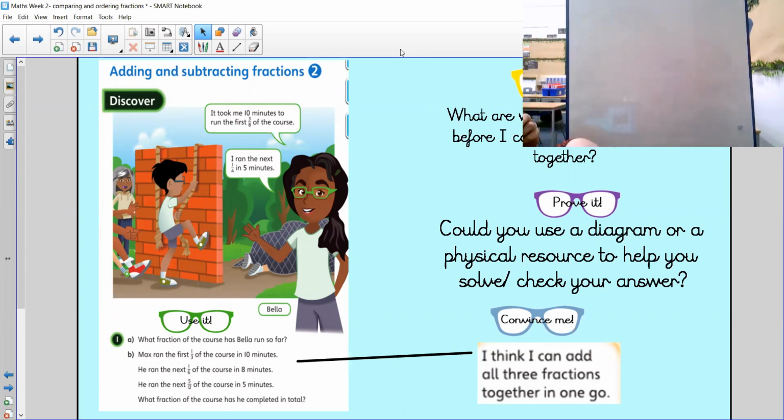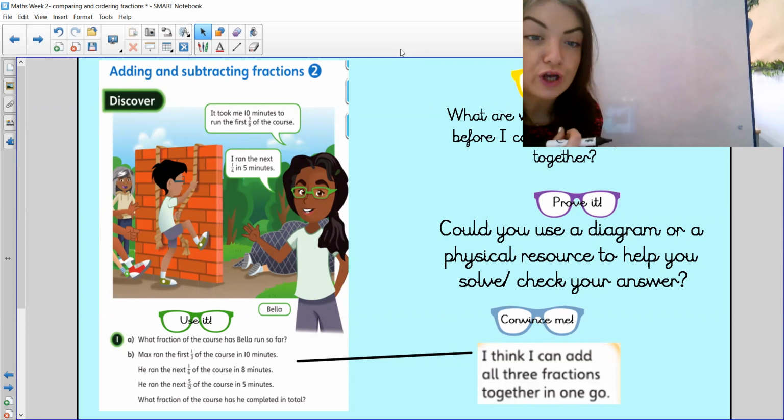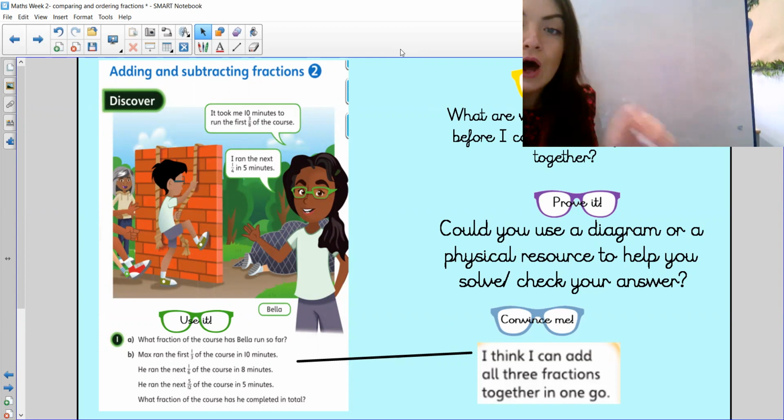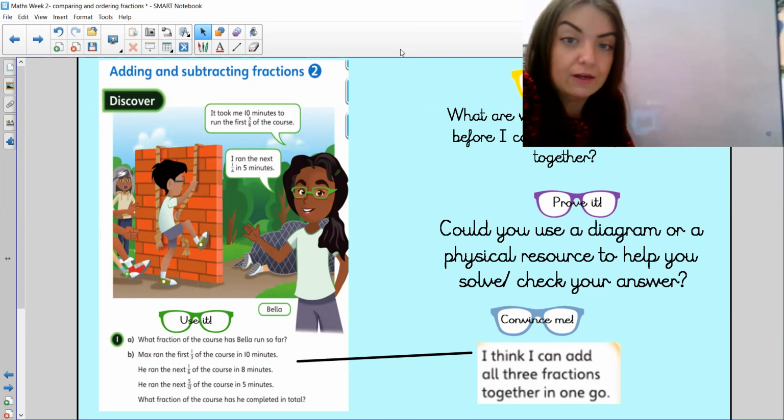Okay, so the first question then, what fraction of the course has Bella run so far? So I need to look at this information on this sheet here, on my actual question.